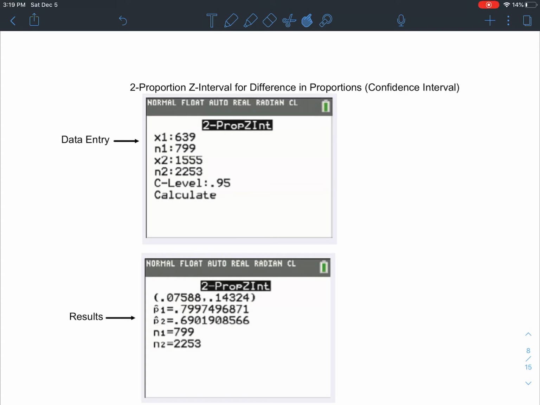Where you're going to go on the calculator is the same place that we found all of our other significance tests and confidence intervals. You're going to press the black stat key. You're going to bump over to the tests menu. Now, it's important that you're choosing the correct name of the test. This is called a 2 proportion Z interval. So you have to scroll all the way down. At least on my calculator, it's option B.